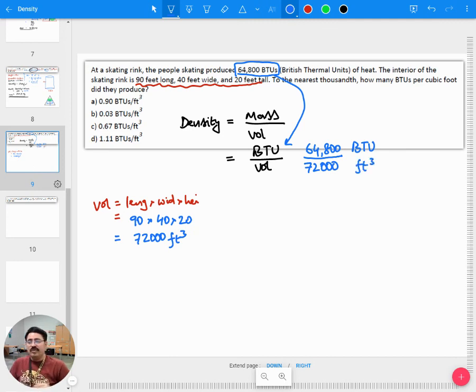Okay. Now this is what I'm computing on my calculator: 64,800 divided by 72,000, it is 0.9. I got that, 0.9 British thermal units per cubic foot. Now, this is the final answer I got. I see that it is matching with the first option, which is 0.90 British thermal units. So 0.90 or 0.9, these two are one and the same, right?